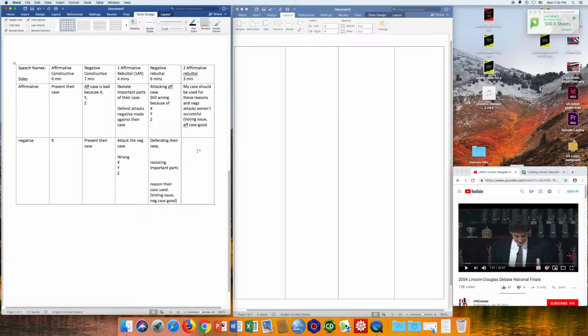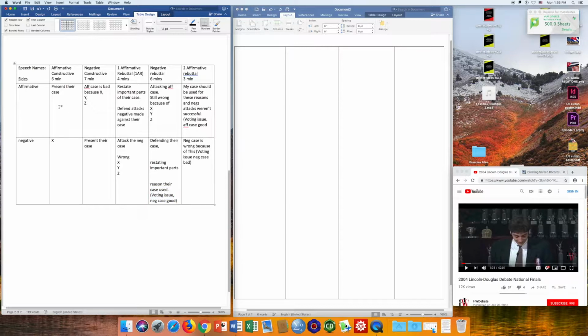And then they still have a minute left, so they should still definitively prove why the neg case is wrong. So you should give one voting issue at the very end, proving the affirmative case, why it's right, and one why the negative case is bad. And similarly, at the end of the negative's last speech, they should provide one voting issue for why the affirmative is bad and why the negative is good, to make it simple for the judge.